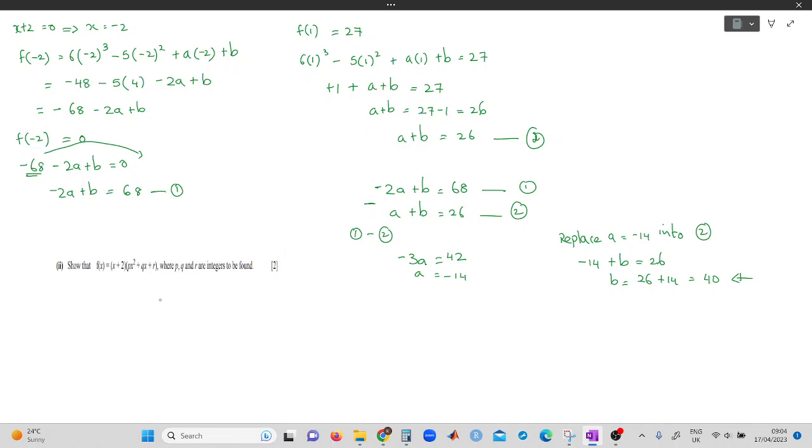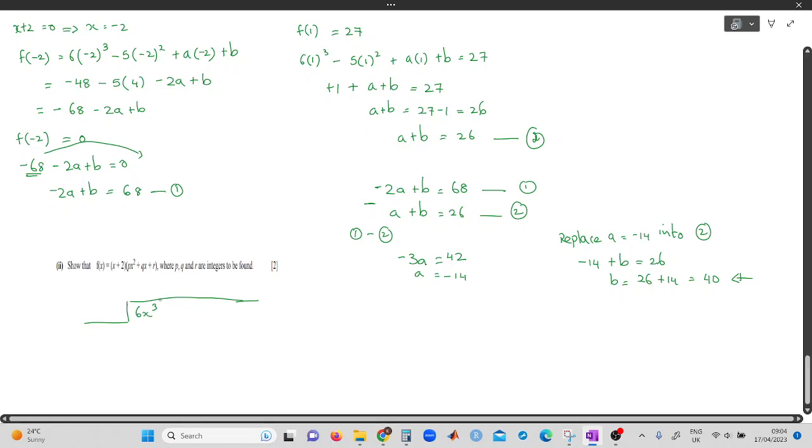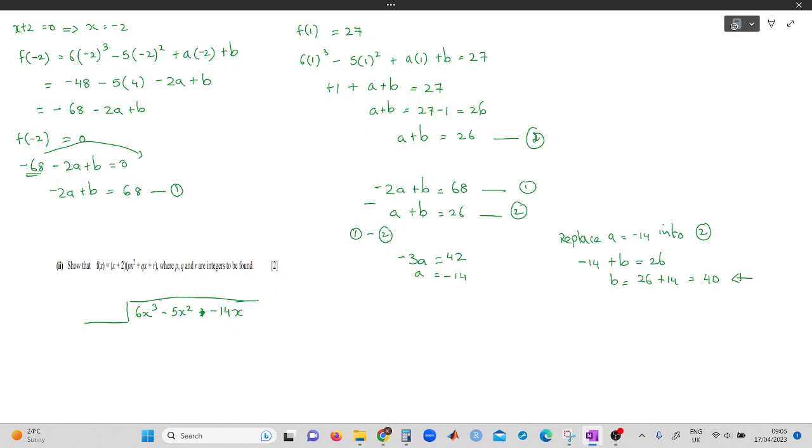Ok. On dit show that f of x equals x plus 2 times a quadratic expression. Donc, pour trouver cette quadratic expression, bien sûr, nous pouvons faire division. Donc, we have 6x cubed minus 5x squared plus, what is my value of a now? On va placer in terms of a même. Donc, it will be minus 14x, parce que c'est plus ax. And then it will be plus b, which is plus 40 here. Donc, divisé par x plus 2, because x plus 2 was a factor.